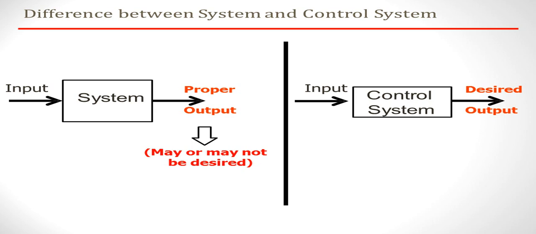Now, difference between the system and control system. On the left hand side you can see the system, on the right hand side there is control system. So see, whenever the input is given to the system we will get the proper output, but it may be desired output or may not be the desired output. On the other hand, for the control system, whenever the input is given we will get definitely the desired output.